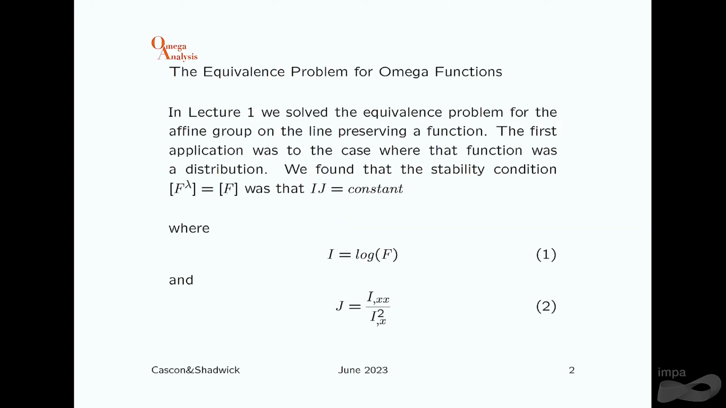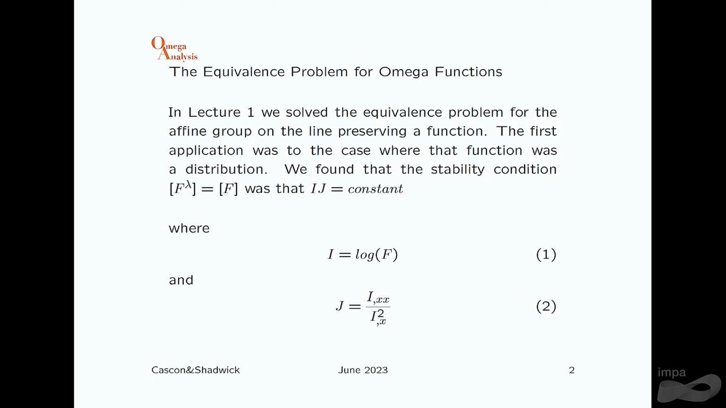So, a reminder from the first lecture: we solved the equivalence problem for the affine group on the line, and it was preserving a function. It had to be a non-degenerate function. A constant wouldn't work. We used it as a coordinate, but there were no other conditions on it until we got to the application, which was extreme value distributions, at which point it became a distribution. But it's just a function. So if that function is an omega function, we also know what the solution is. It doesn't change.